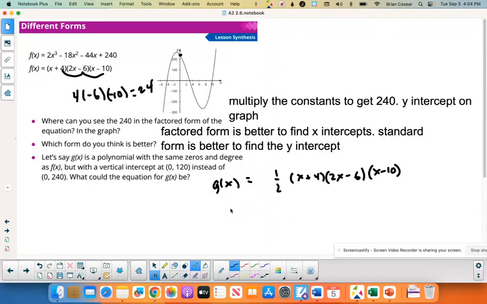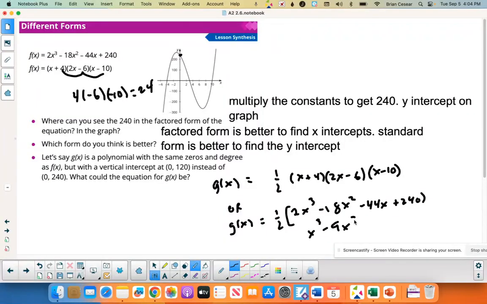Okay, or if I wanted to use the other form, since they're the same equation, you could take 1/2 times this whole thing. If you even want to get fancy, you could distribute that and make that x cubed minus 9x squared minus 22x plus 120. Now you can really see that the y-intercept is 120 there because your constant is equal to 120.